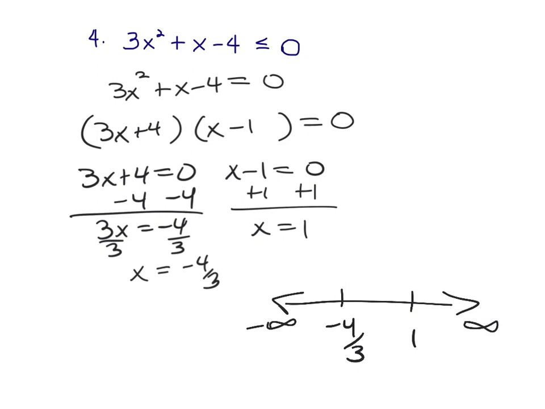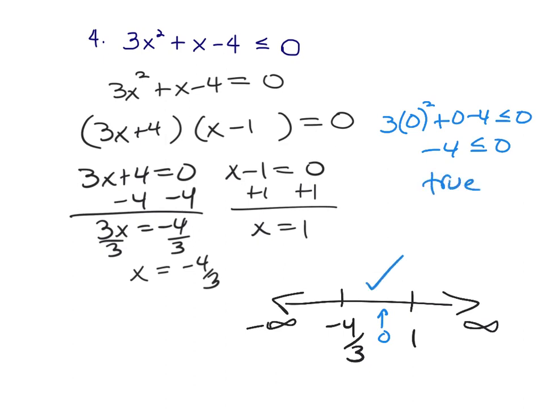You can see that 0 is going to be located in this middle part. So again, I'm going to plug in 0 because I did not get 0 as a solution. So 3 times 0 squared plus 0 minus 4, negative 4 less than or equal to 0. True or false? Okay, so the middle part gets a check mark. The two things on either side get the X.